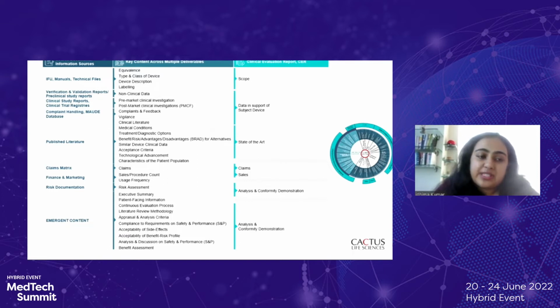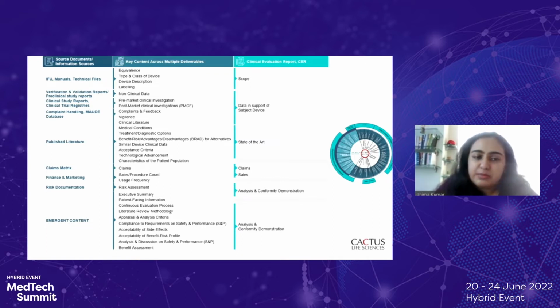And then we have data for the state of the art that's also coming from published literature. So data for the medical condition, treatment options, benefits, risks, advantages, disadvantages for all of your alternatives, clinical data on similar devices, acceptance criteria, potentially. Most of the time, I think the acceptance criteria we're deriving from the state-of-the-art literature, unless there's another strategy, but most of the time the acceptance criteria is also derived from published literature, any technological advancements, all of that feeds into the state-of-the-art.